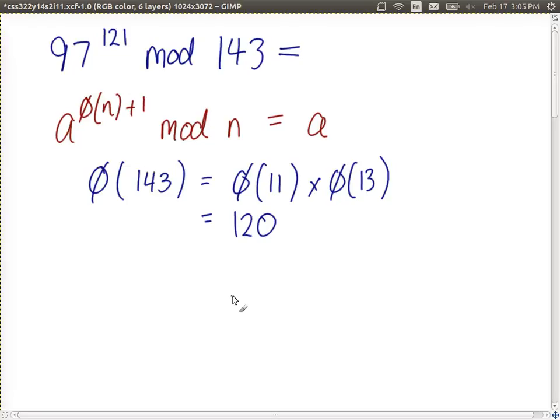Now that we know that, we see that this statement does match Euler's theorem. We have some number A, 97. We raise it to the power of the totient of n. N is 143. The totient of 143 is 120. We take our number A and raise it to the power of 120 plus 1. So it does match this form. So what's the answer going to be? 97.